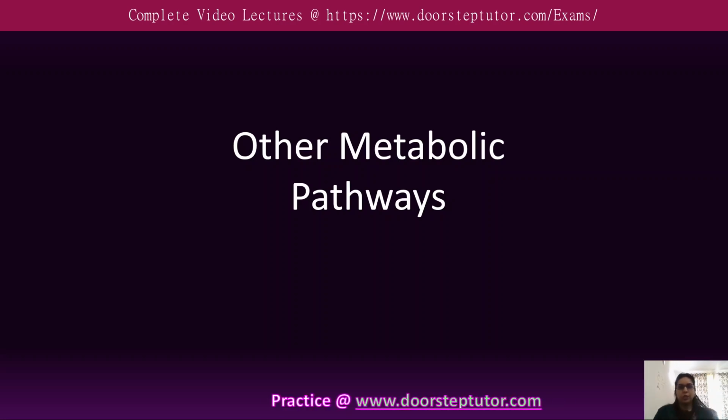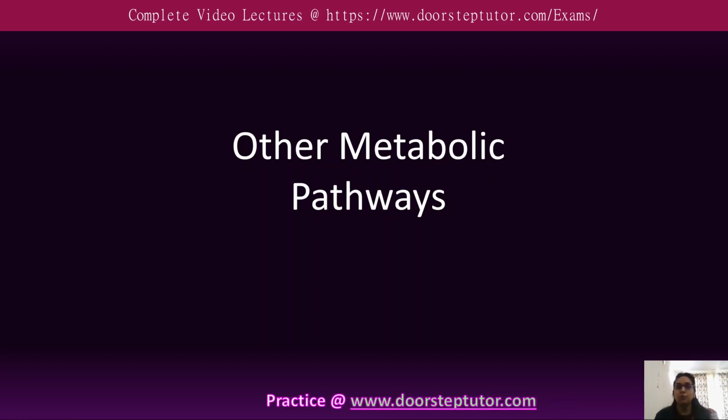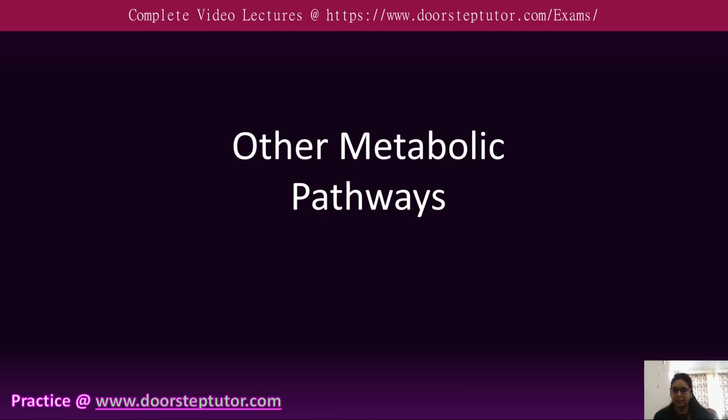So the other metabolic pathways. We have discussed glycolysis, the citric acid cycle or the TCA cycle, and also oxidative phosphorylation, in which glucose is oxidized and converted to some other product so that it can be utilized in our body for the generation of ATP.